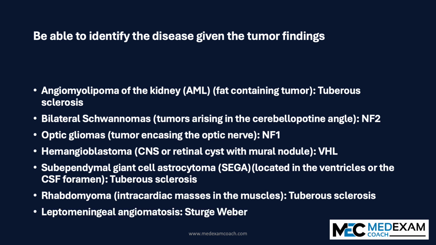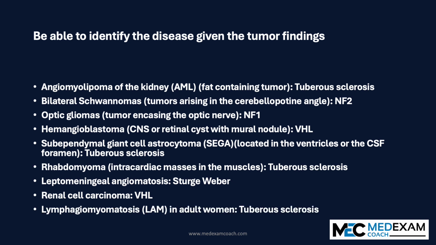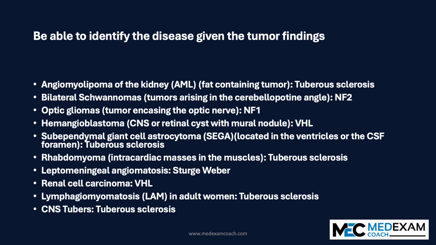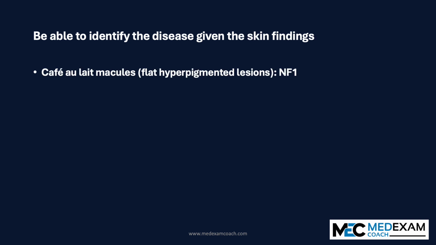Leptomeningeal angiomatosis, specific for Sturge Weber. Renal cell carcinoma, seen very commonly in von Hippel-Lindau, one of the major sources of mortality. Lymphangiomyomatosis, also known as LAM, in adult women, tuberous sclerosis as well. CNS tubers, this is easy, tuberous sclerosis. Pheochromocytoma, it's seen in von Hippel-Lindau.